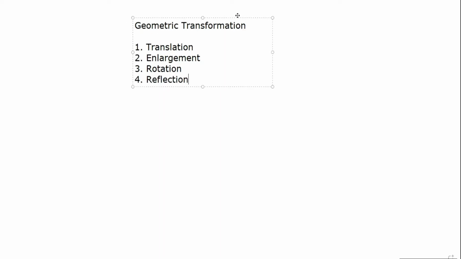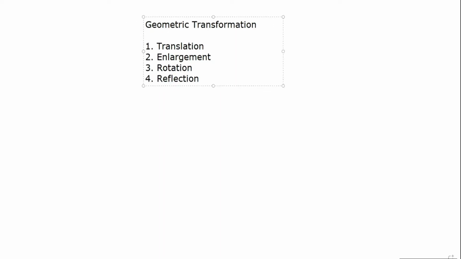Number 1 is translation. The next one that you have is enlargement. Then you have rotation. And then finally you have reflection. So we're going to delve into each of these today. We're going to start with translation. All right, so let's look at translation.